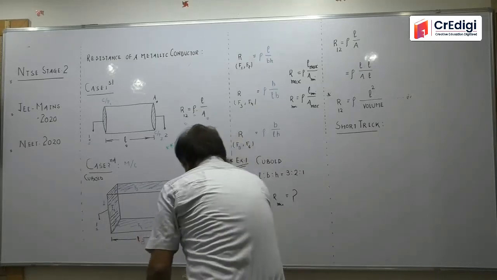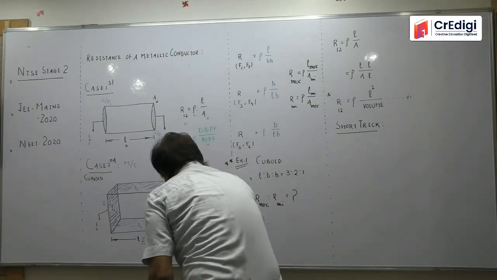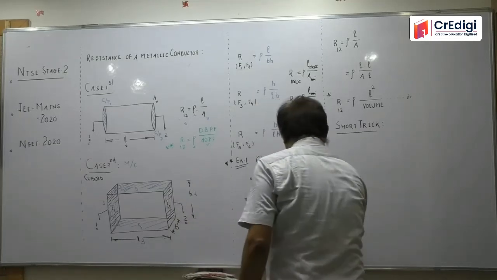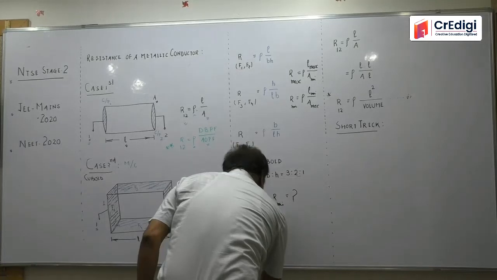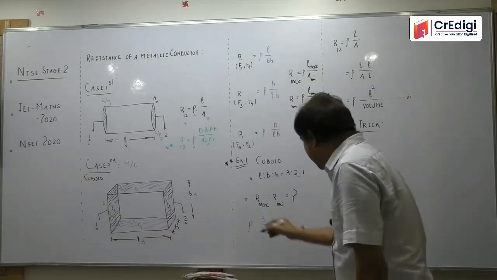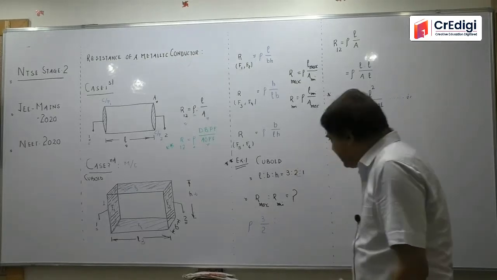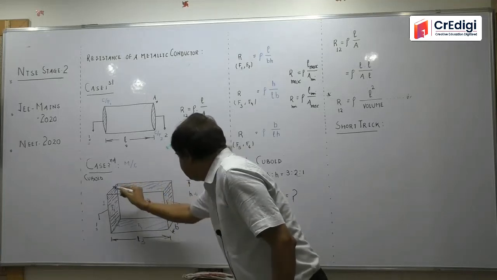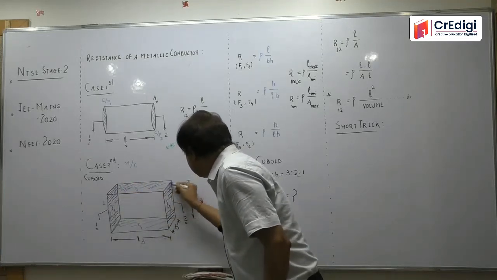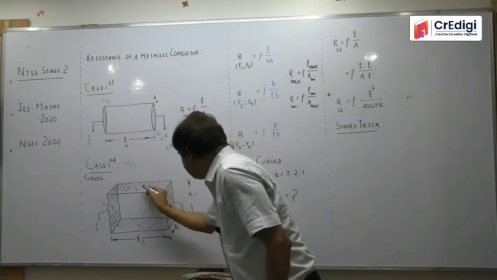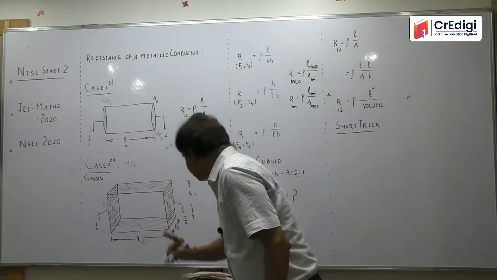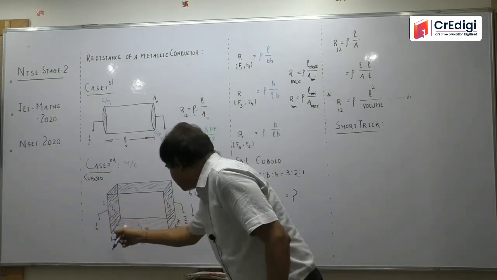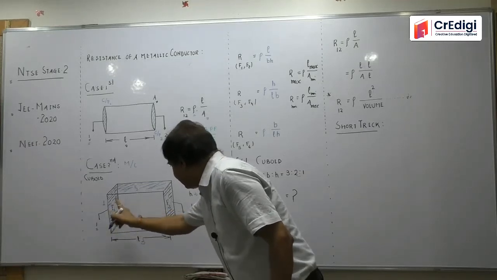Now you see whether this area is minimum or not. Breadth is 2 and height is 1, so the area is 2 into 1, that is 2. Where is the maximum area? This area, with length 3 and breadth 2, is 3 into 2, which is 6. Here, with breadth 2 and height 1, it is 2 into 1, which is 2.